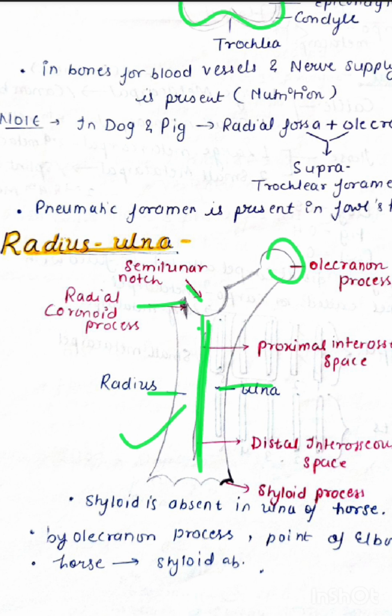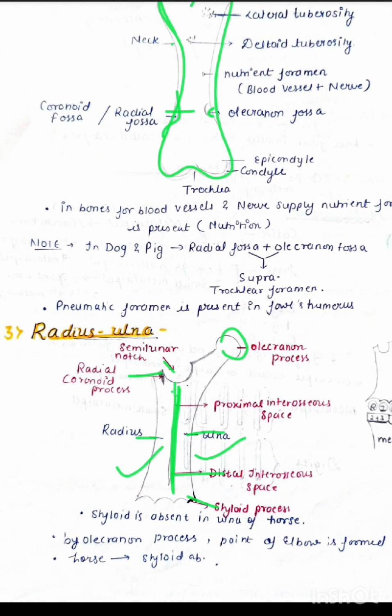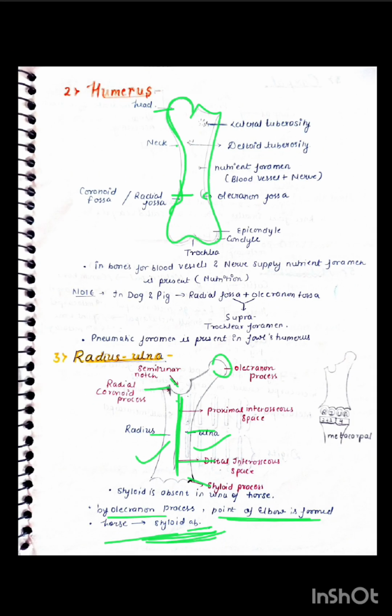This is the radius and this is the ulna. This is the distal interosseous space and this is the styloid process. The styloid process is absent in the ulna of the horse, and by the olecranon process the point of the elbow is formed. In the horse the styloid process is absent, as I said earlier.